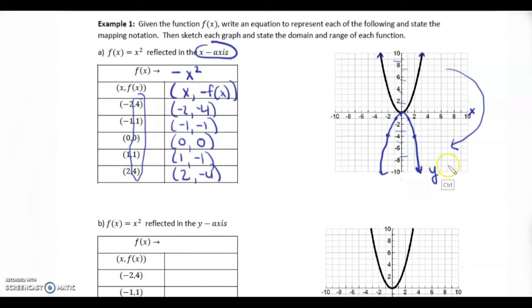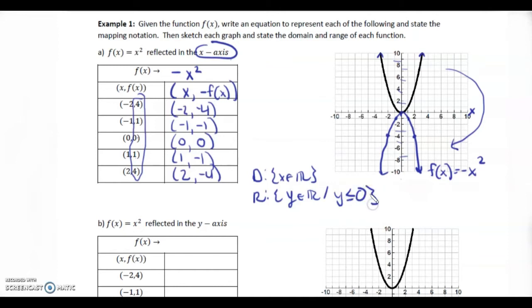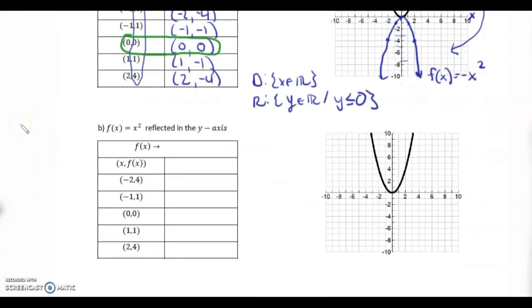I have f of x in function notation. For this one, the domain is not changing: x is an element of the real numbers. However, the range is going to change. Instead of opening up, it's going to open down, so y is less than or equal to 0. I also want to highlight that if this is your vertex from the original, it is also going to be your vertex after the transformation.